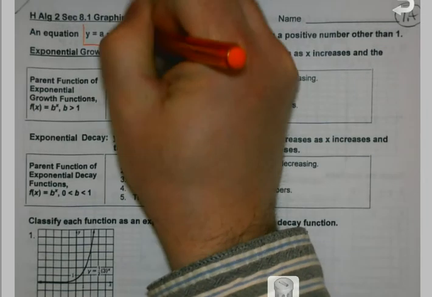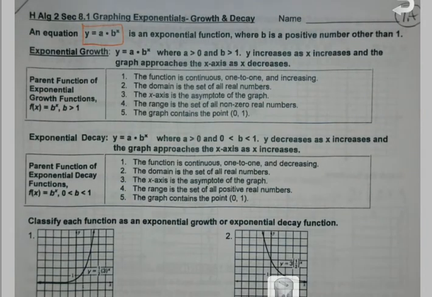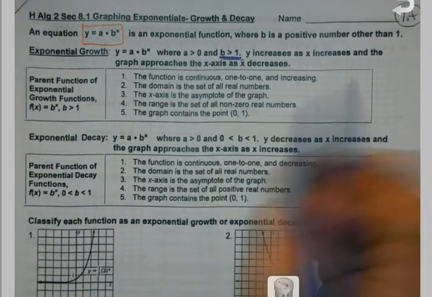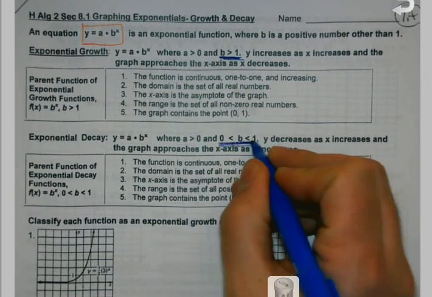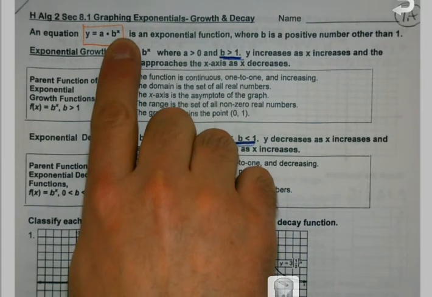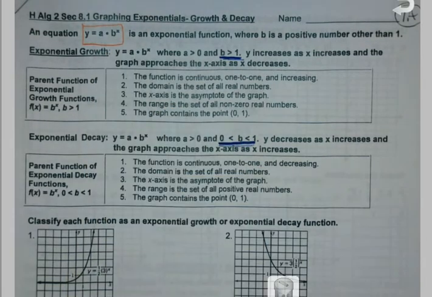This y equals a times b to the x. We're not going to talk as much today about the a value, because that's more of stretches and things like that, than we are the b value, which determines whether it's going to be growth or decay. The only thing that helps us know that is these two things. If my b value, the value that I'm taking to the x exponent, is greater than 1, that's where our exponential growth comes from, we're going to have growth.